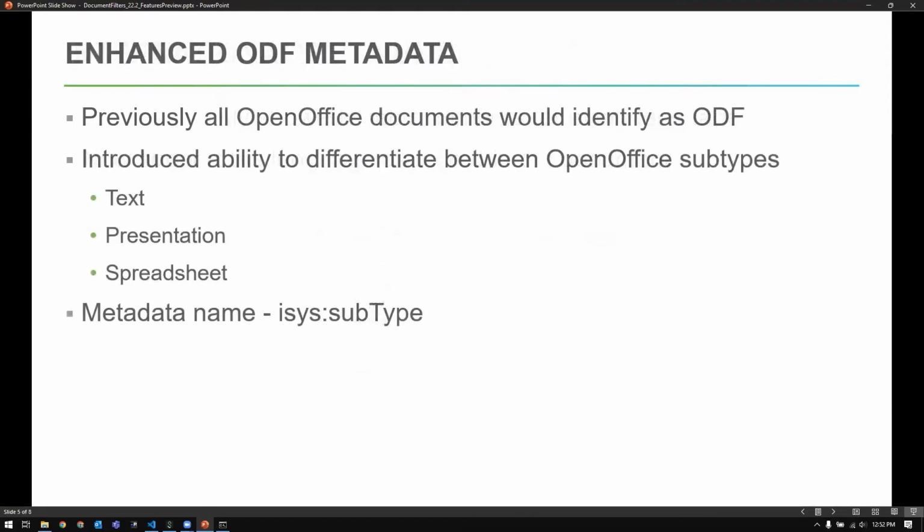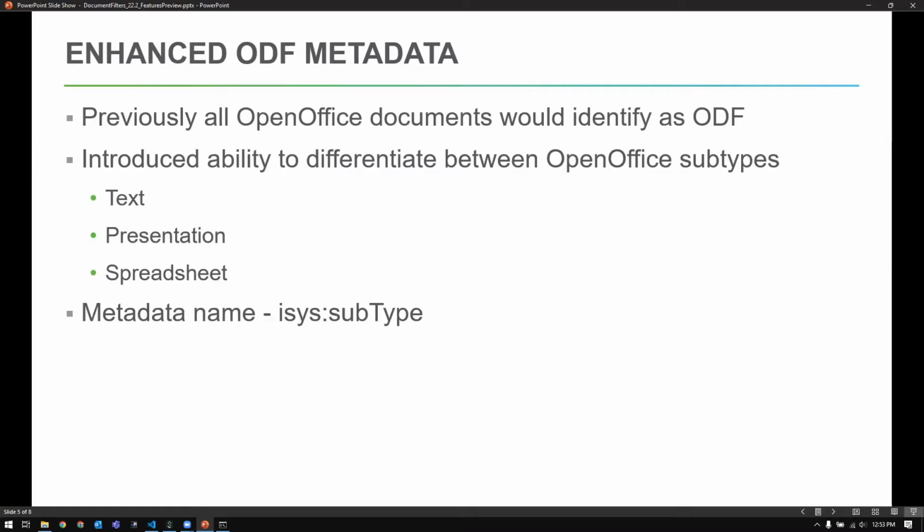Now let's step forward here to talk a little bit about the enhanced ODF metadata. The previous behavior of this was that all open office documents would identify as ODF. And they still technically do, but we've introduced some behavior to help us differentiate a bit between those subtypes. That could be text, presentation, spreadsheets. These are all valuable information when you're identifying your file types, and especially for us in the e-discovery space, when we need to know what types of file formats we're working with.